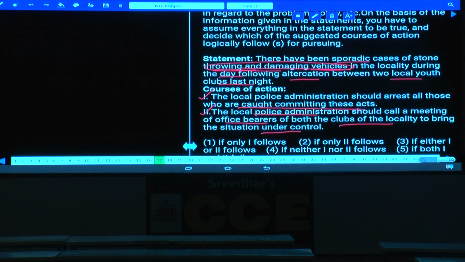Then what is your answer? By implementing both. Hold a meeting between Club 1 and Club 2. By holding a meeting between these two groups, what happens here? Definitely this will come down. And so what is your answer here? Both 1 and 2, that is choice 5.